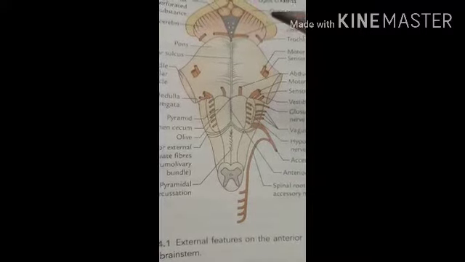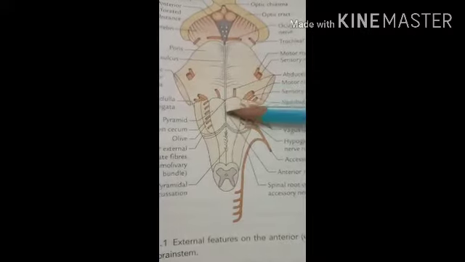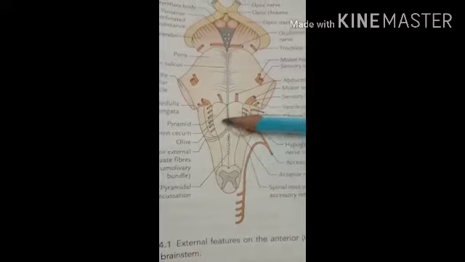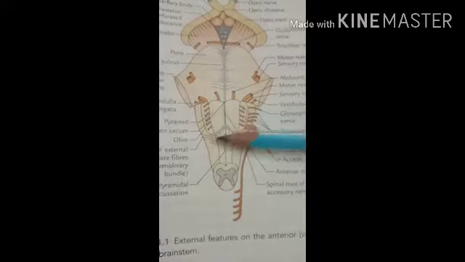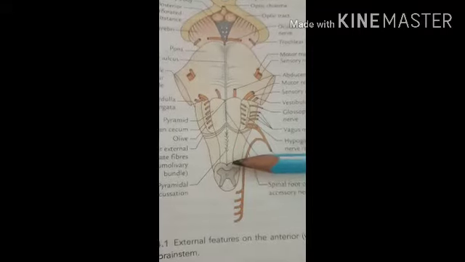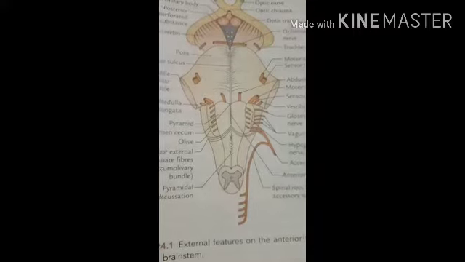Then extend. So it starts from the lower border of the pons. Here you can see the triangular structure, it is called the pons. So it starts from the lower border of the pons to the transverse plane, passing along the upper border of the posterior arch of the atlas. The atlas is the first cervical vertebra.